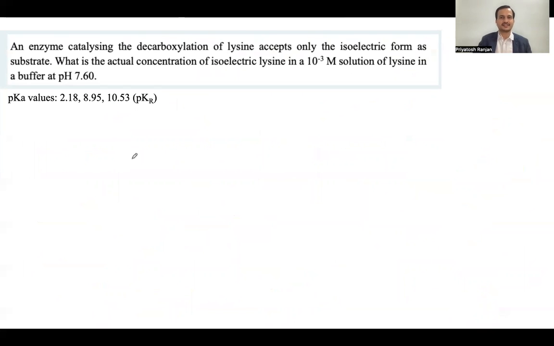This is the last question. An enzyme catalyzing the decarboxylation of lysine accepts only the isoelectric form as substrate. What is the actual concentration of isoelectric lysine in a 10 raised to the power minus 3 molar solution of lysine in a buffer at pH 7.6? First of all, it's always good to draw structures. So what is the structure of lysine going to be?